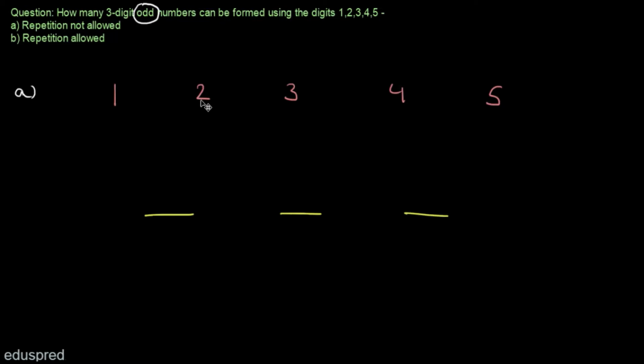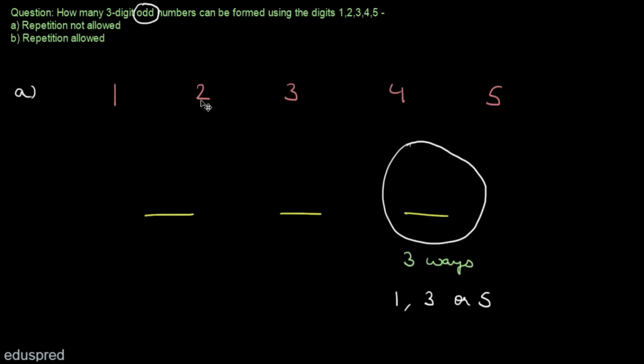Now this condition relates to the units place, and this condition implies that the units place can be filled in 3 ways. So units place can either have 1, 3 or 5. So that means there are 3 ways to fill the units place. And just for the sake of example, let's say that the number that we are choosing here is 5.